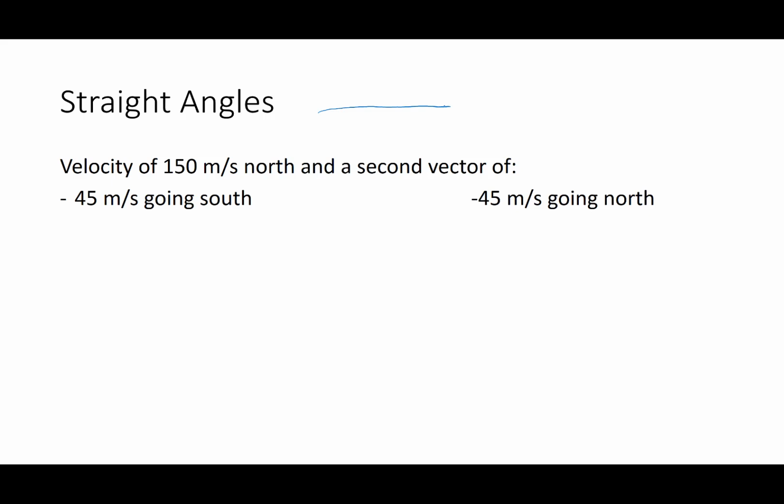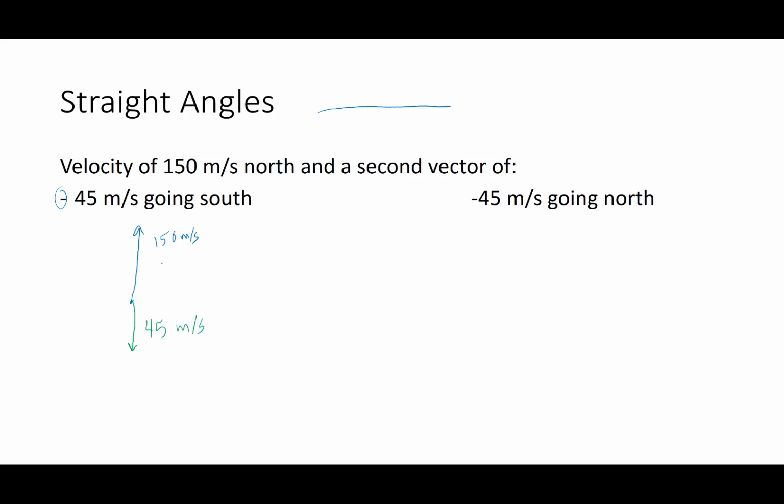Our first example says we have a velocity of 150 meters per second north and a second vector of 45 meters per second to the south. If we represent our first vector as 150 meters per second going north, we're going to use upward as our north direction. Then we can represent our second vector at 45 meters per second going south. Since these would be straight in line with each other, they would be considered straight angles.